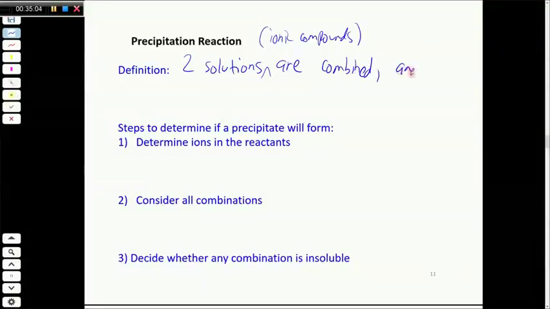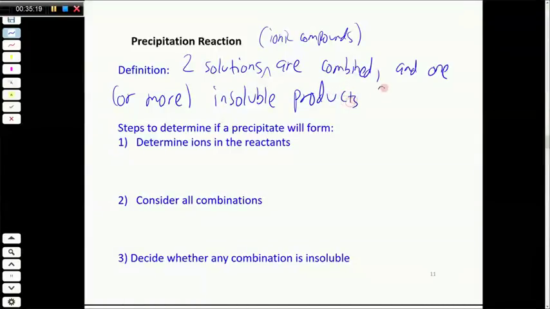And then one, or sometimes in rare cases more than one, insoluble products form. So that insoluble product or products are called the precipitates. That's why we call them precipitation reactions. And there's another little saying in chemistry: you're either part of the solution or you're part of the precipitate. So anyway, I think I'm going to botch that, but there's a play on words there that I just messed up. But the precipitate is the insoluble product that forms when you mix these 2 ionic compounds together.